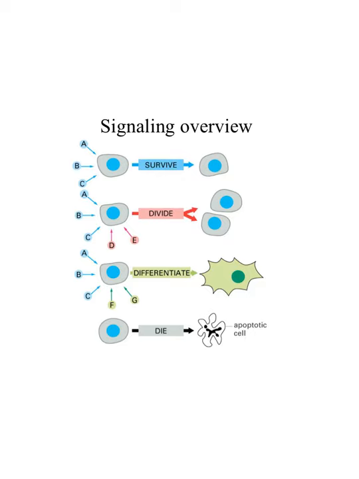So let's take a look at the cartoon, and let's imagine that this is our receiving cell. It's the one that's got the receptors, and it's got a receptor for ligand A, ligand B, and ligand C. And so when those ligands are present in the extracellular space and they bind, they initiate a signaling cascade that allows the cell to survive. So these are survival signals that help the cell to be healthy and keep living, essentially.